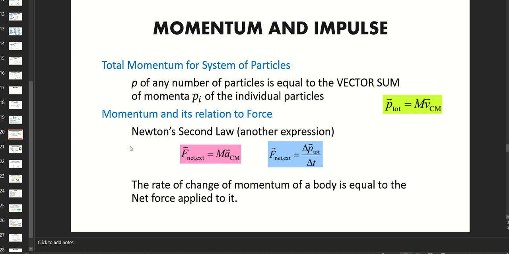So the total momentum of a system of particles, or the momentum rho, not really P, but rho, of any particle is equal to the vector sum of the momenta. Hindi naman siya maiintindihan yan, but we're only going to focus on this one: momentum and its relation to force. The second law of motion states that the force is equivalent to the mass times the acceleration of a particle, or the net force is equivalent to the change in the total momentum divided by time. So, the rate of change of momentum of the body is equal to the net force applied to it. This is pretty obvious naman.